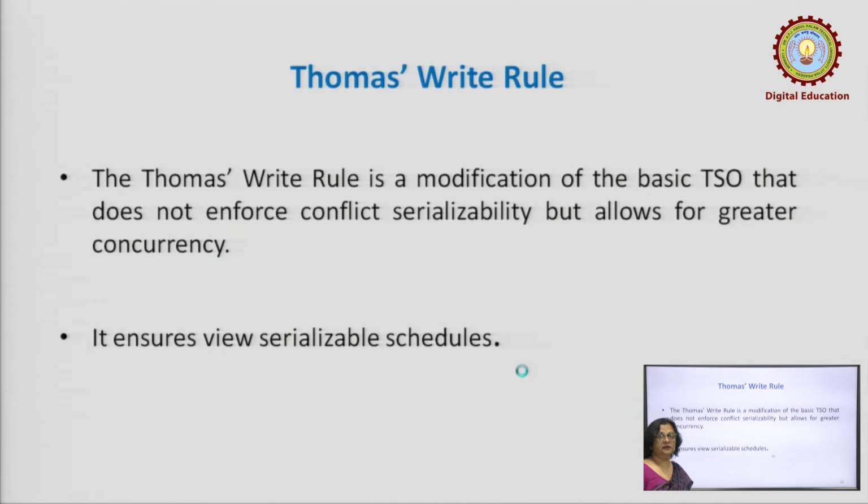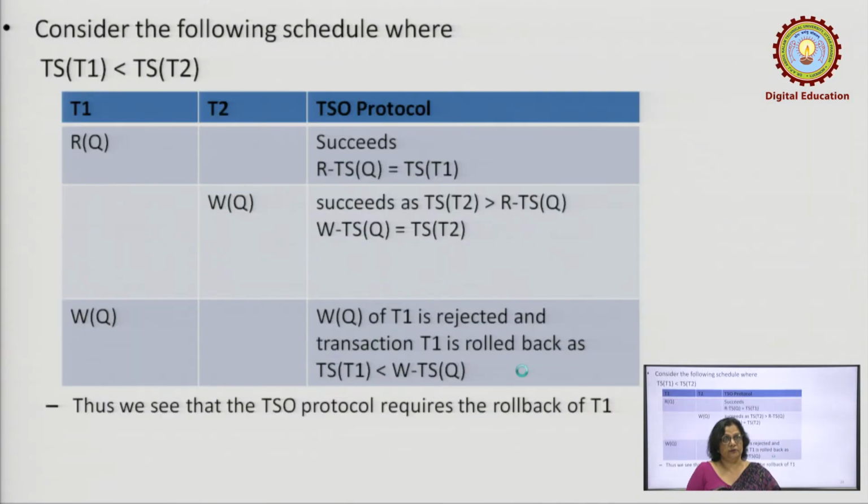Now, let us consider what Thomas's write rule is, which is a modification of the basic timestamp ordering protocol, but it does not enforce conflict serializability like the TSO. It allows for greater concurrency. It allows view serializable schedules instead of conflict serializable schedules. Let us consider this example now.